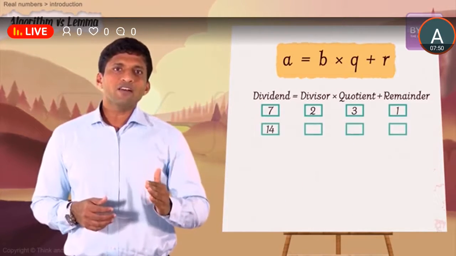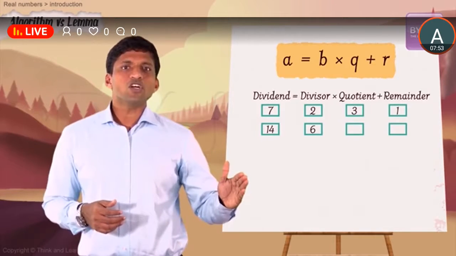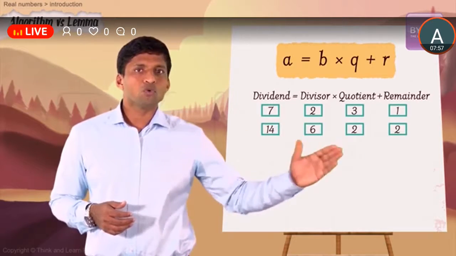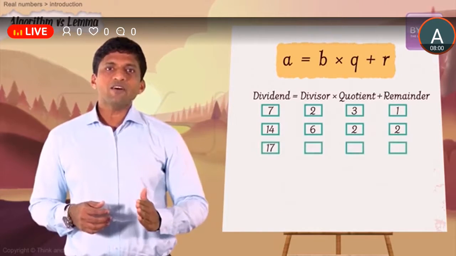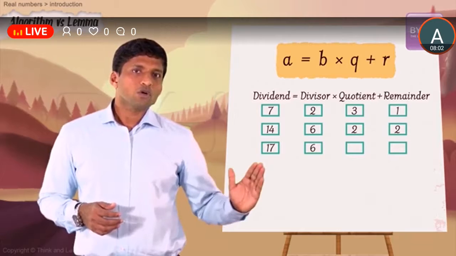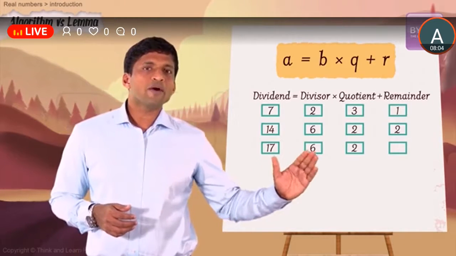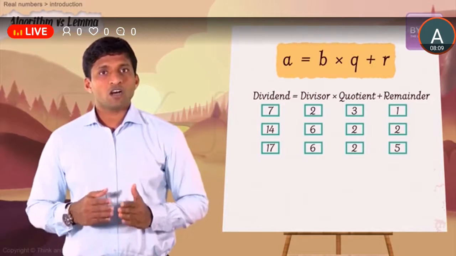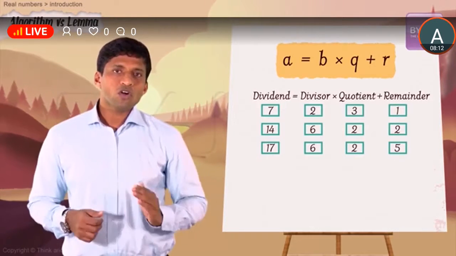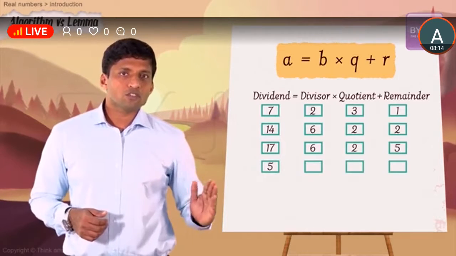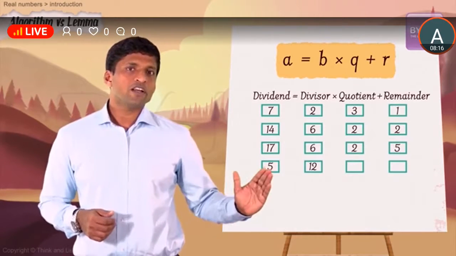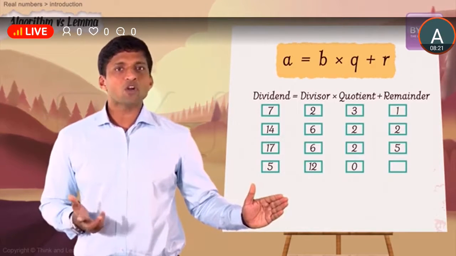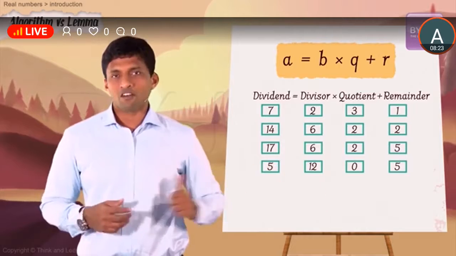If I take 14 here and 6 here, then the quotient is fixed at 2 and the remainder is fixed at 2. If I take 17 here and 6 here, the quotient is going to be 2 and the remainder is going to be 5. Now I can also write a number where the dividend is less than the divisor. If I write 5 as the dividend and 12 in the divisor box, then the quotient will be 0. It's perfectly fine. It can be 0 and the remainder will be 5 itself.